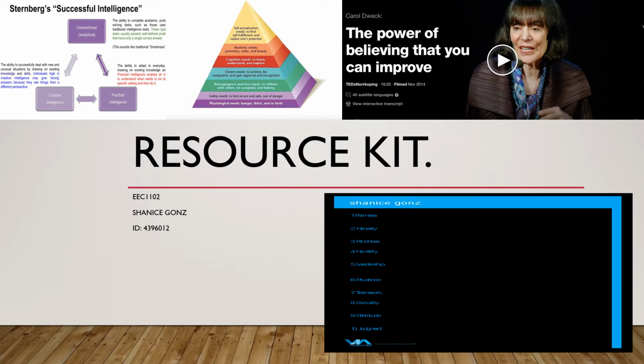For my electronic resource kit, the 6 resources that I chose are the ones that have stood out to me most during this semester and are the kinds of resources I can see myself using in the future as a teacher.